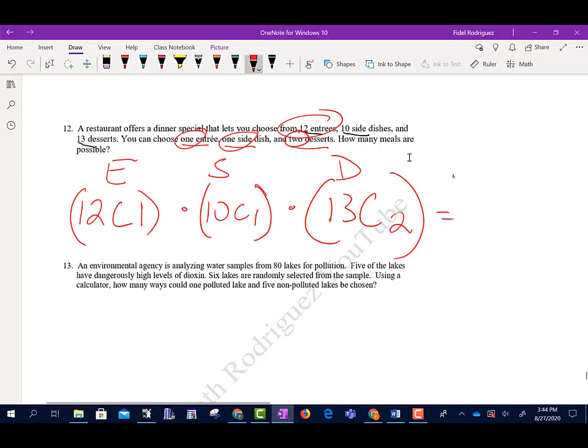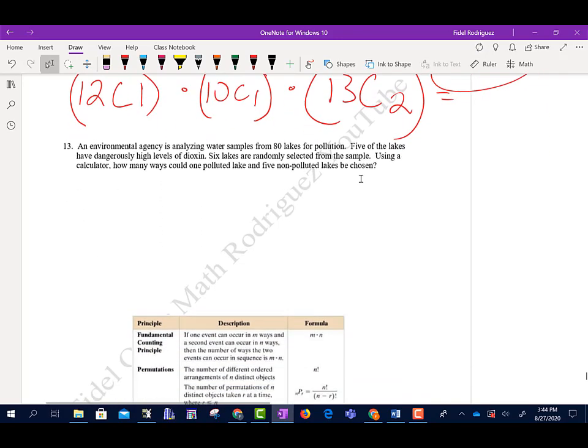Okay, so we can choose, or we'll have a total of 9,360 possible meals.